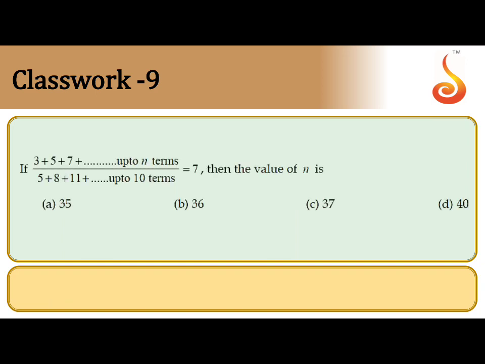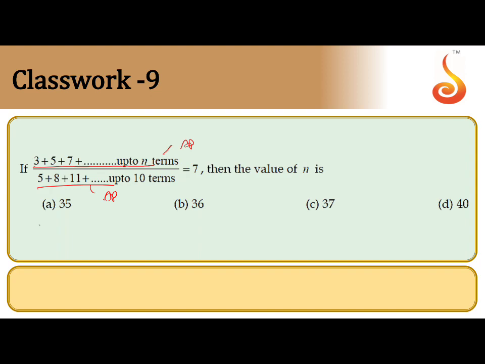So they are given (3 + 5 + 7 and so on up to n terms) divided by (5 + 8 + 11 up to 10 terms) is given as 7. What is the value of n? So observe this one. This is also an AP series: 3, 5, 7, with a common difference. So down below also 5, 8, 11. This is also an AP series. That means the ratio of two APs is given as equal to 7. What is the value of n?